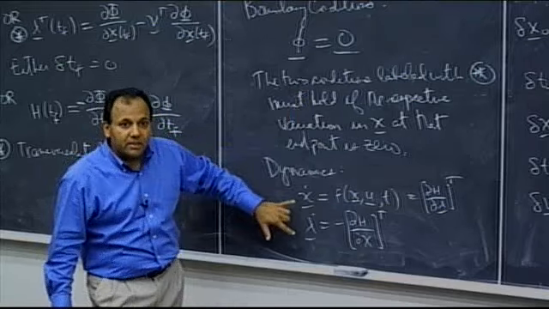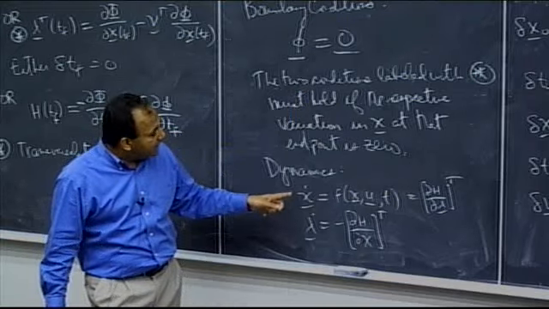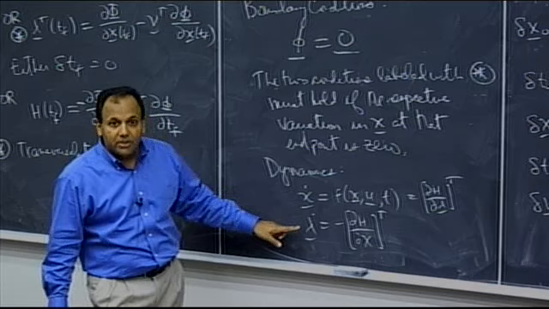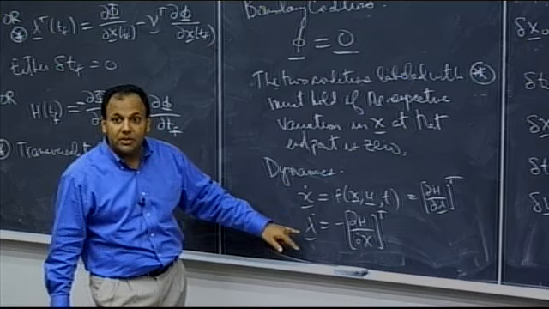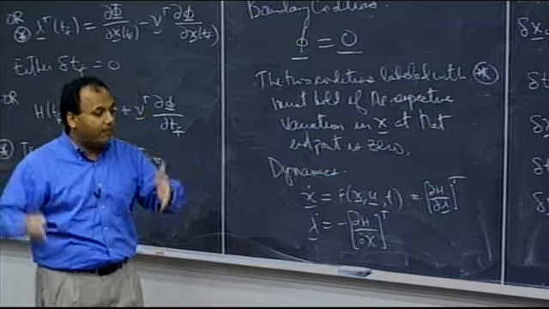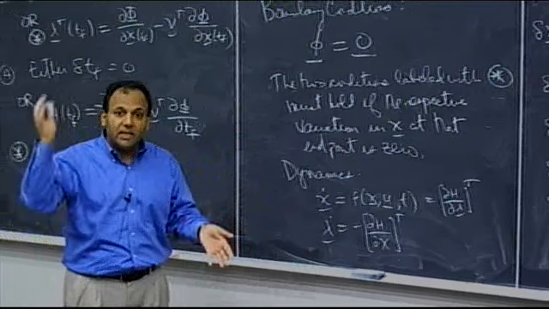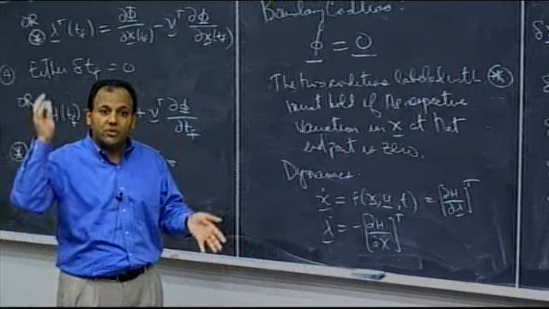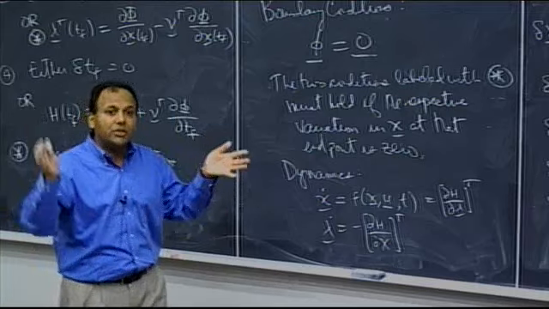So I have to integrate this system of equations. Notice that x is an n-dimensional vector. Lambda is also an n-dimensional vector. So this is a 2n-dimensional system. That 2n-dimensional system doesn't have a complete set of initial conditions or a complete set of terminal conditions. So I'm missing information at both ends.